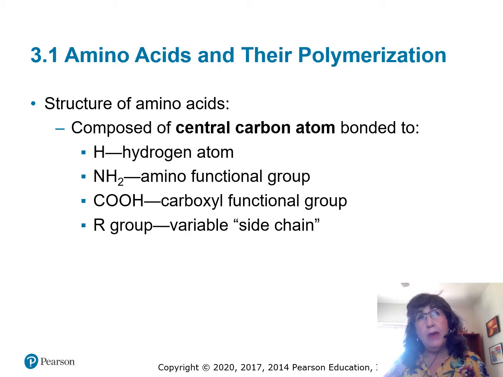Okay, so if we look at the structure of an amino acid, which is the basic building block of a protein, we see that there's a central carbon. And coming out from this central carbon is a hydrogen. There's an amino group, NH2, a carboxyl group, COOH, and then an R group. This R group represents the side chain, and this is what makes each of the 20 amino acids unique.